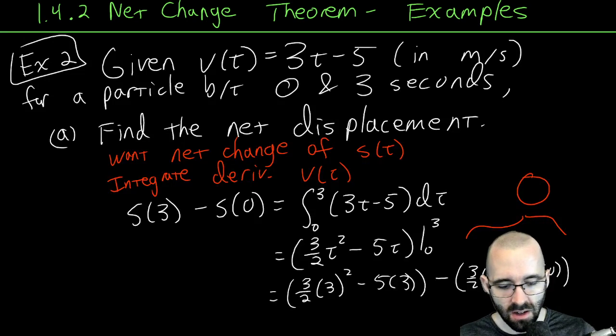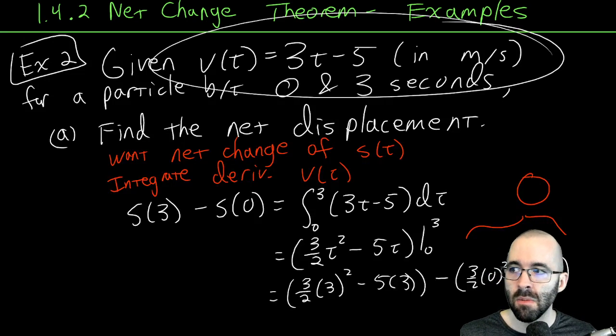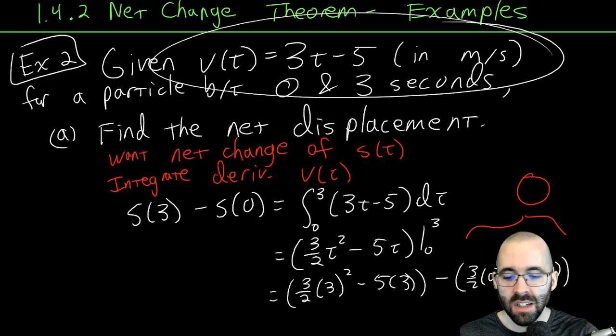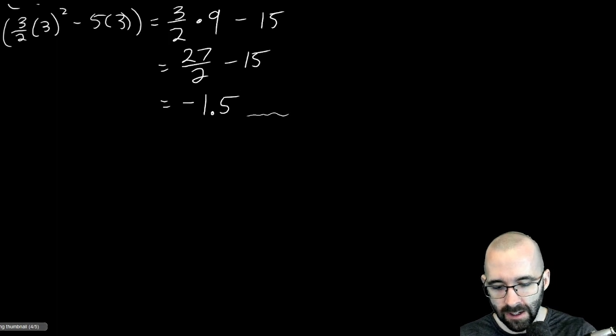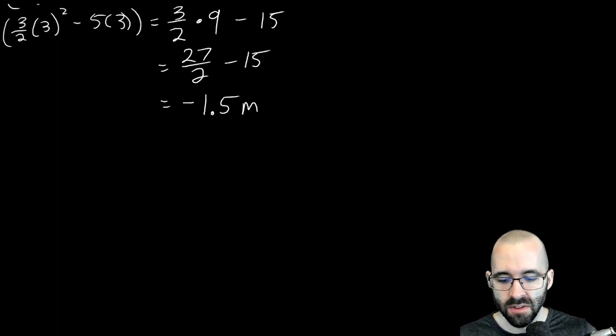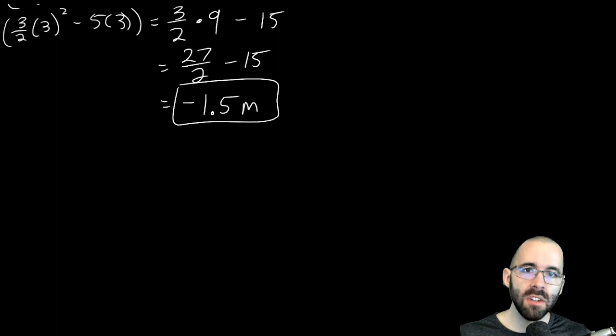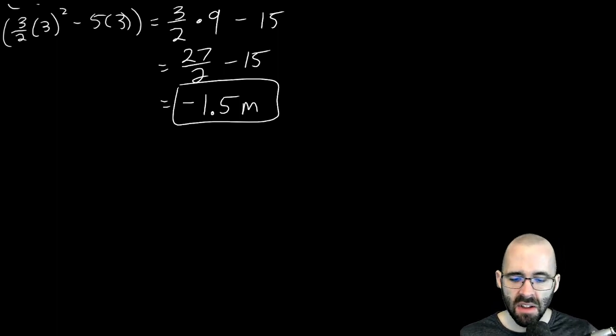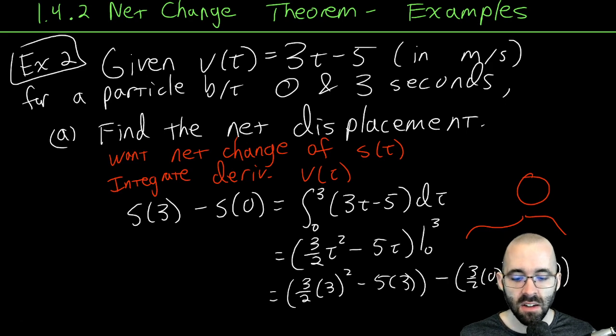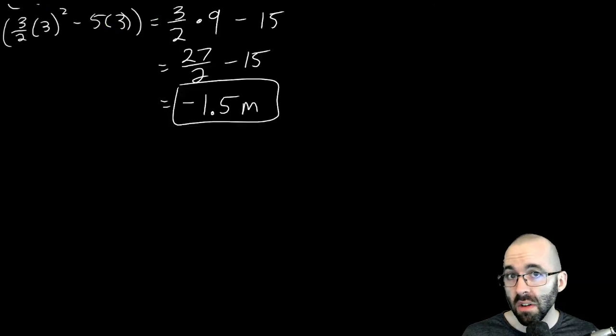What are our units here? If velocity is in meters per second, our displacement should be in meters. Okay. That's what we're going to have here, negative 1.5 meters. So that's our displacement. If there were more context, you could say 1.5 meters to the left, 1.5 meters down. There's not really any more context here. So we're just going to say negative 1.5 meters.